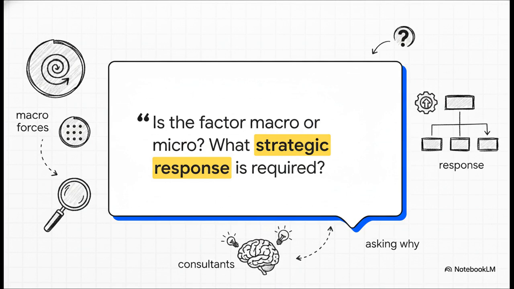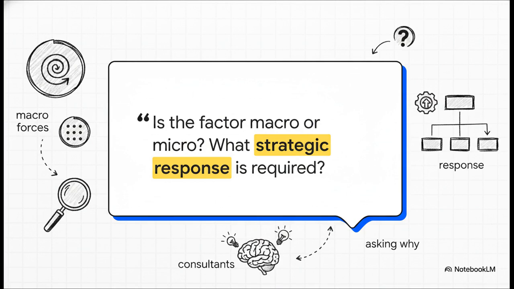1, macro is broad. 2, micro is direct. 3, you adapt to macro. 4, you negotiate micro. 5, GDP signals expansion. 6, inflation squeezes your margins. 7, competitors drive innovation. 8, suppliers control your inputs. 9, complementers build ecosystems. And 10, you must constantly ask who is affected and how you pivot.